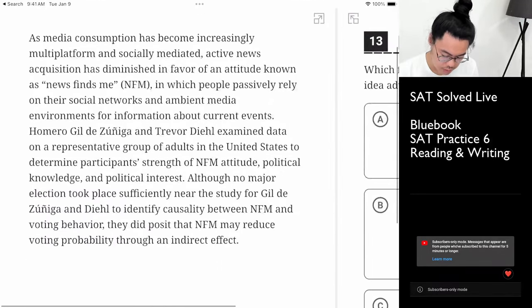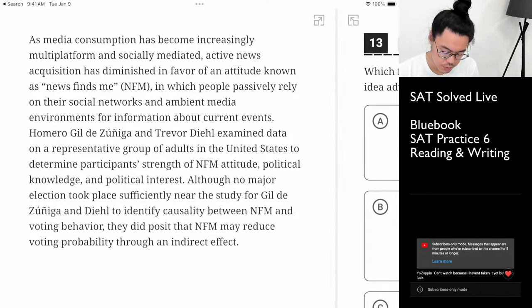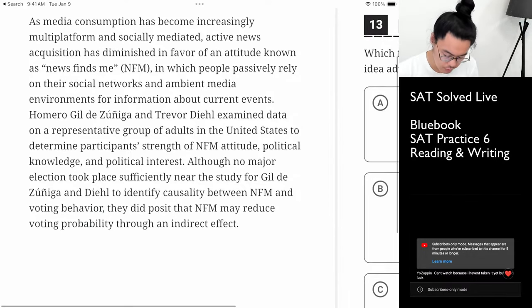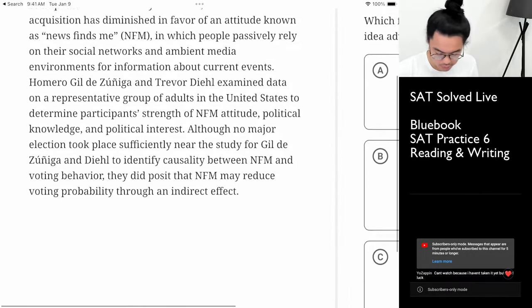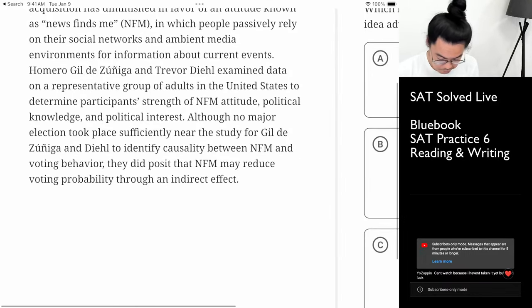Media consumption has become increasingly multi-platform, socially mediated. News finds me. Eh? Hang on. Media consumption is fragmented. People don't actually look for news, they wait for news to hit them. Okay, that's true, of me at least.